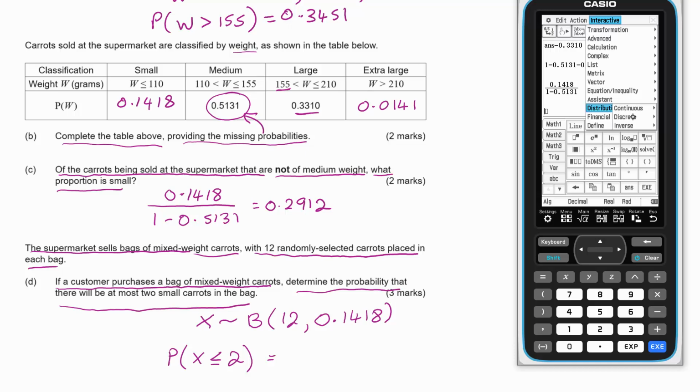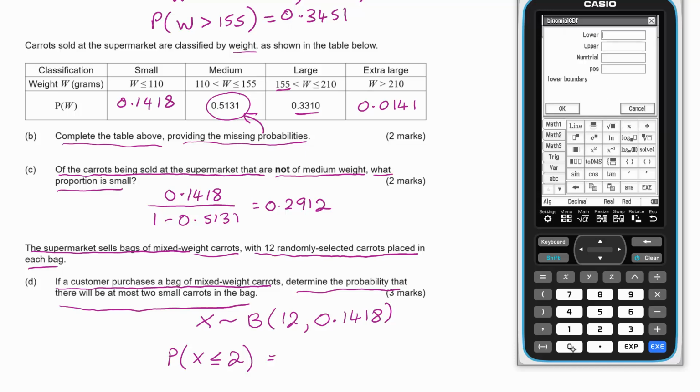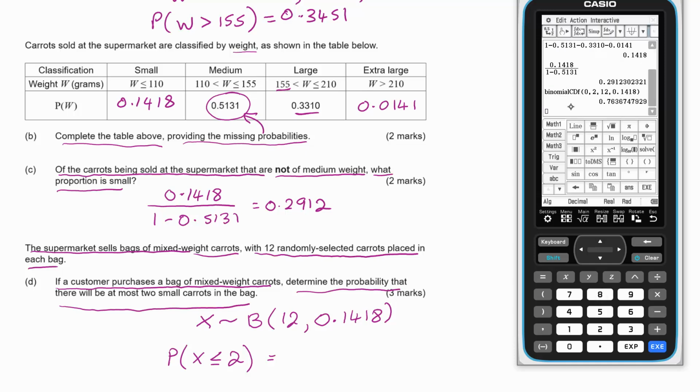So this time we're going to go for discrete distribution, and it's a binomial CDF going from 0 to 2 with 12 trials and a probability of success of 0.1418. And that gives me 0.7637.